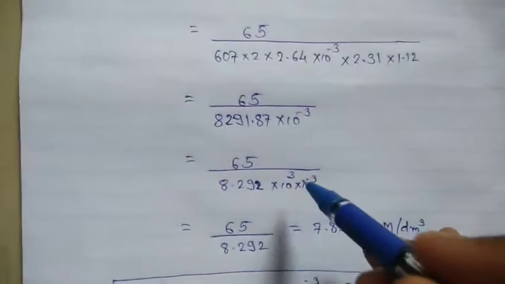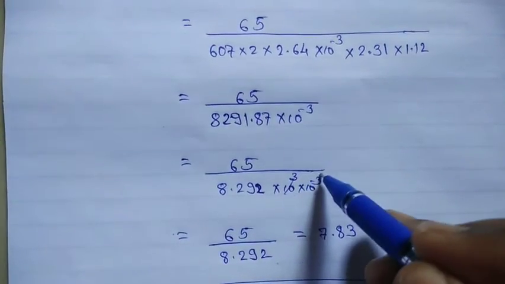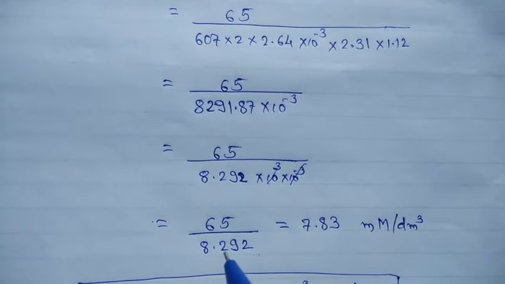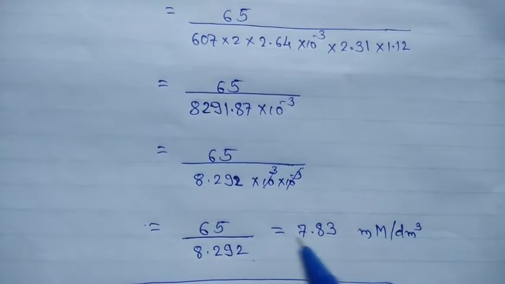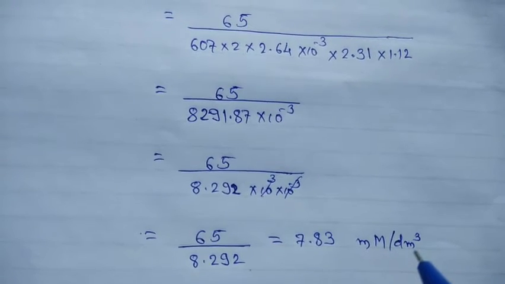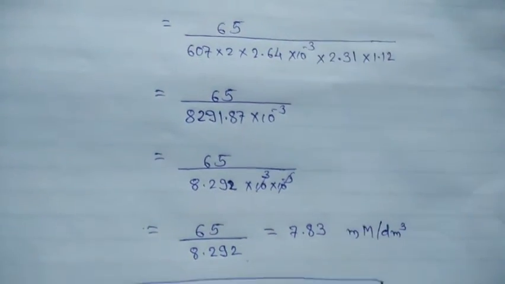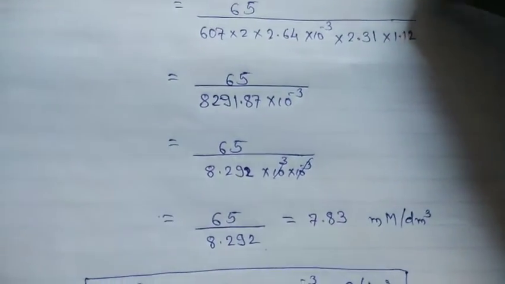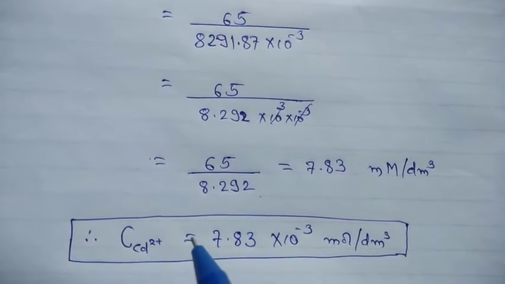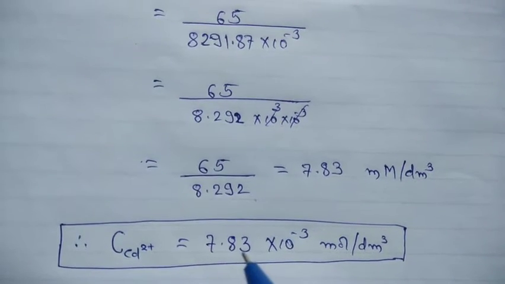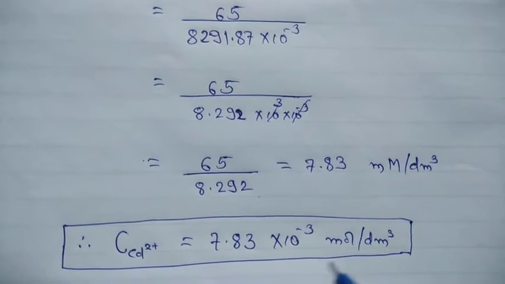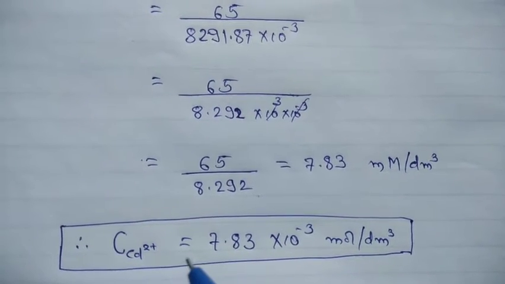Okay, so this will get cancelled. So finally we will have 65 upon 8.292, which ultimately gives 7.83 millimole per dm cube. Now here this is a concentration. So in terms of mole, we will finally have the concentration of the Cd2+ ion as 7.83 into 10 to the power minus 3 mole per dm cube. So this is the final solution, or you can say the answer of this numerical.